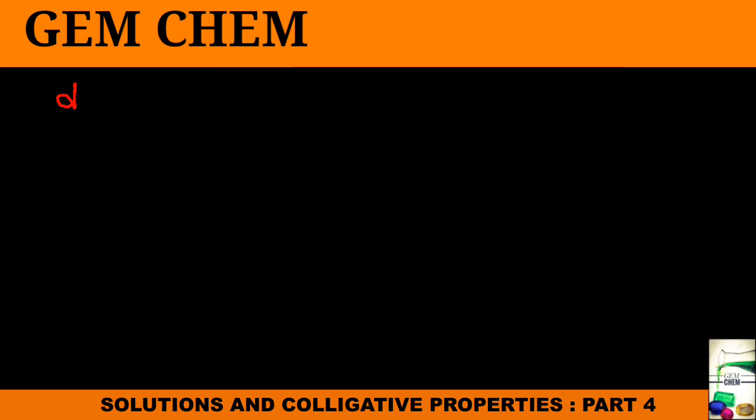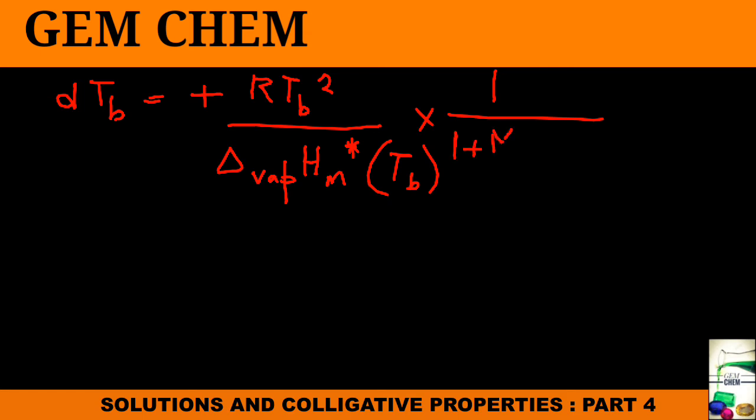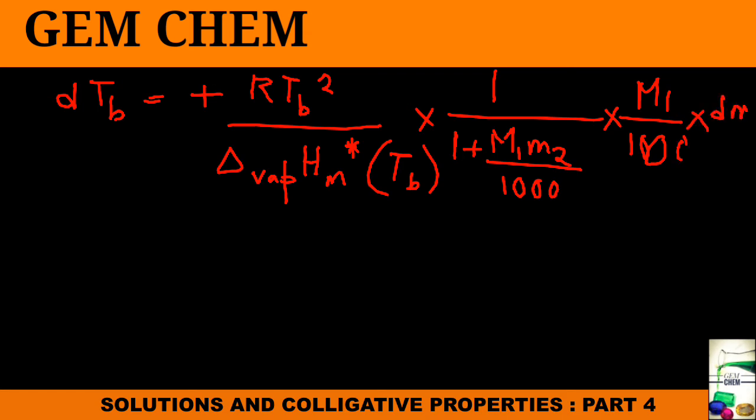Next what we do is, we directly substitute this value in dTb, which becomes plus RTB squared by delta Vap HM star TB into the total value which we have got now, that is 1 plus m1 small m2 by 1000 into m1 by 1000 into dm2.